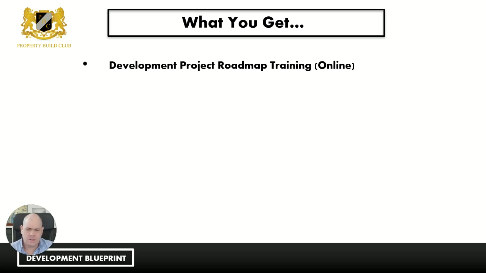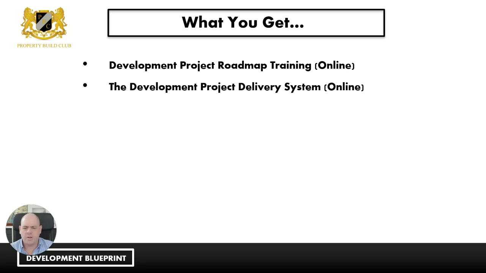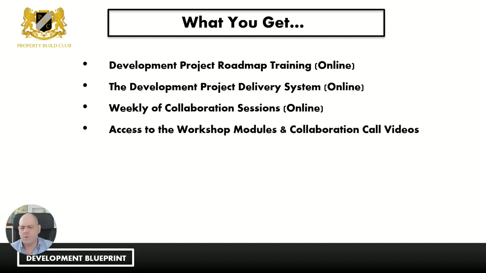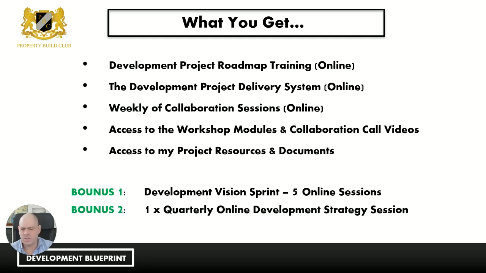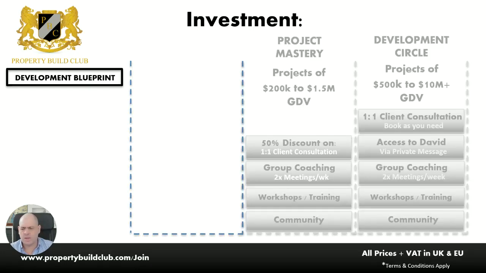And what do you get at this level? Well, you get the development project roadmap training online, you get the development project delivery system online, you get weekly collaboration sessions once a week, you get access to the workshop modules and the collaboration call videos, and you get access to the project resources and documents. And again, I'll give you a bonus here. Bonus 1, the development vision sprint, 5 online sessions, and bonus 2, the quarterly online development strategy session.